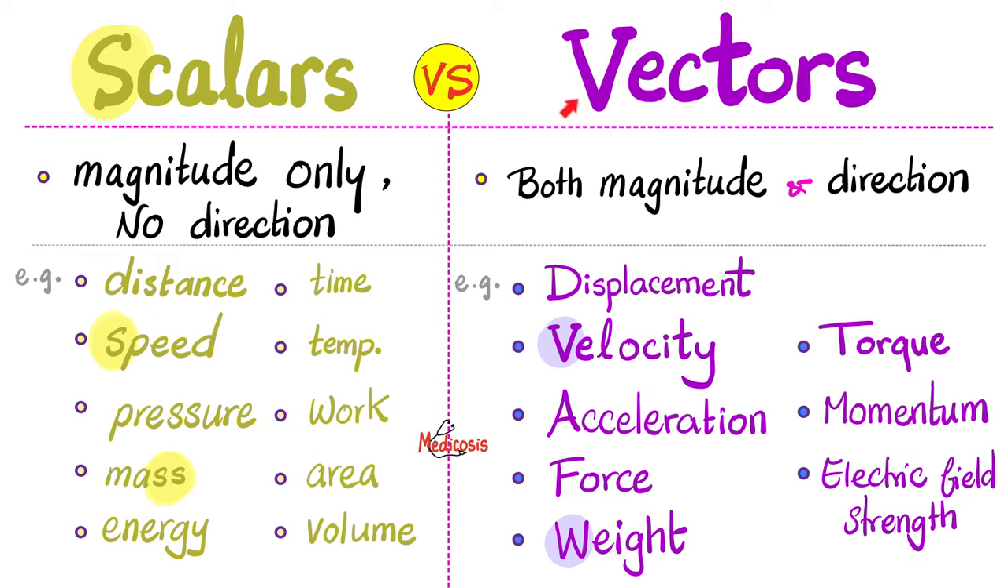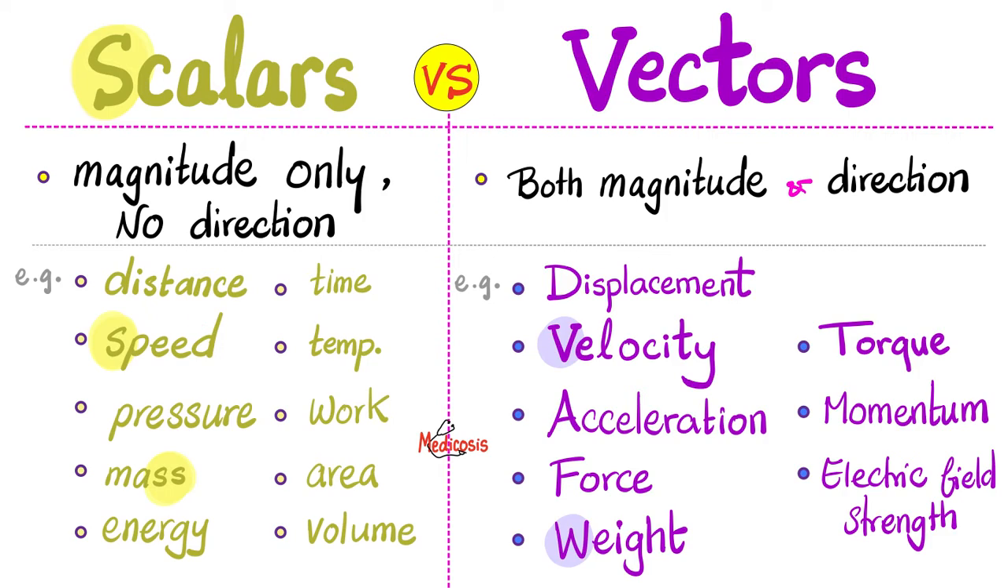Quick review: scalars versus vectors. Scalars have a magnitude only, but no direction. Vectors have both a magnitude and a direction. Examples of scalar quantities include distance, time, speed, temperature, pressure, work, mass, area, energy, and volume. Vectors include displacement, velocity, torque, acceleration, momentum, force, electric field strength, and weight.